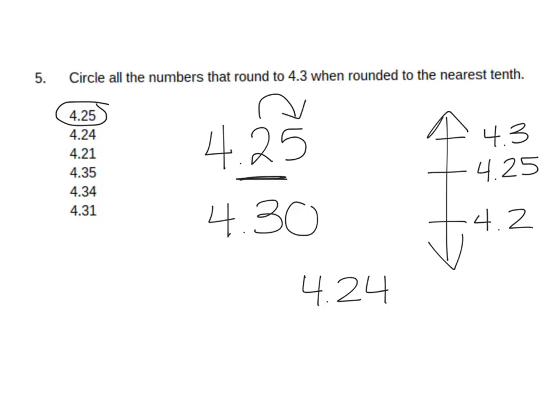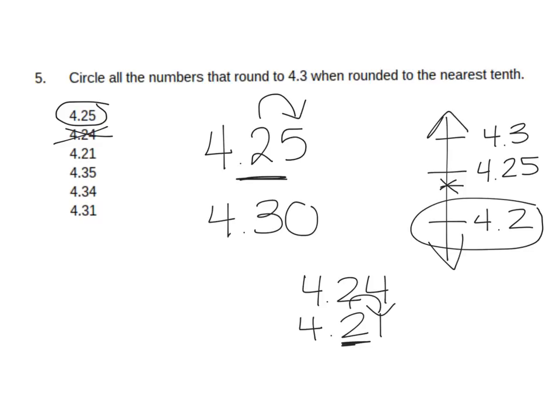Where does 4 and 24 hundredths fall on this line? It falls right about here, which means it would round down to 4 and 2/10. So would that round to 4 and 3/10? Nope. How about 4 and 21 hundredths? We could either look here and look to the right. We know the 1 does not make it round up, so it's going to stay at 4 and 2/10.